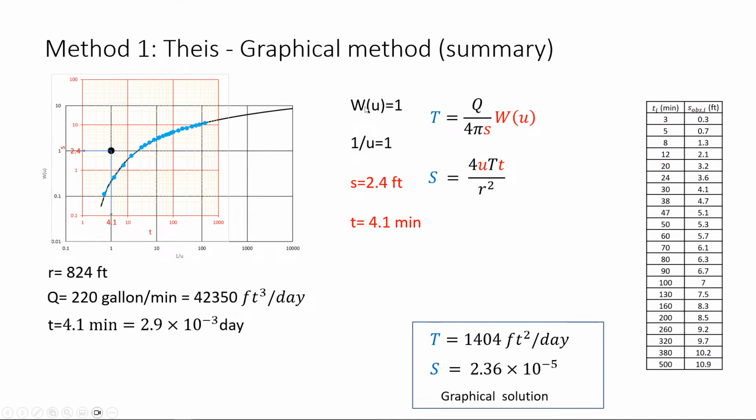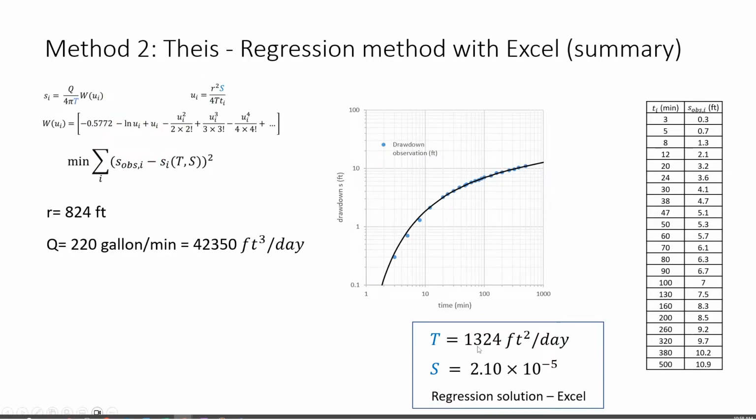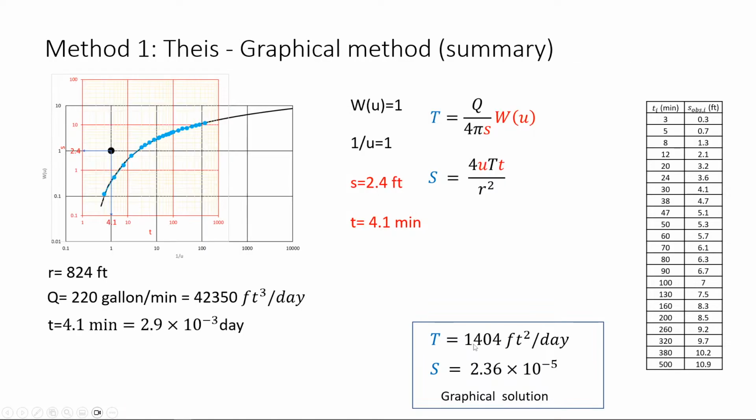From the graphical method, remember you find W(u), you find 1 over u, you find the corresponding S and corresponding T. You substitute them here, you solve for t and you solve for x. So with the graphical solution, I got something that looks like this, 1400, and this is 2.36. And this is the R, and this is the Q, and this is this one. Now the regression method, when I did this with Excel last time, I got 1324, and this is 2.1. So you see they are very similar.